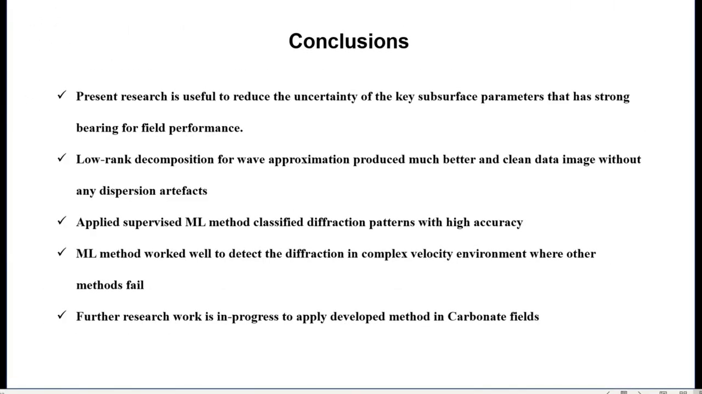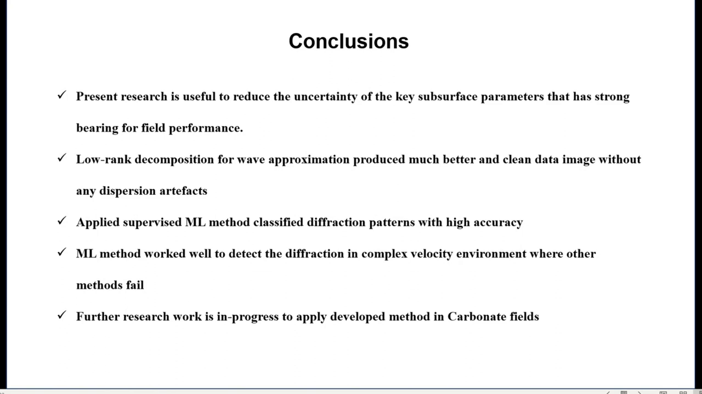Okay, so that brings me to the conclusion of this talk. The present research is useful to reduce the uncertainty of the key subsurface parameters that have a strong bearing on field performance. Obviously, we started from the processing, imaging, inversion, interpretation. Interpretation can come before and also after. It gives better performance of the field development.